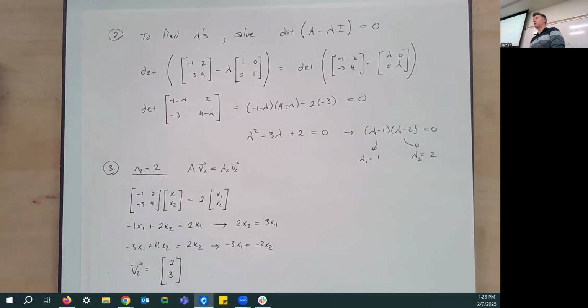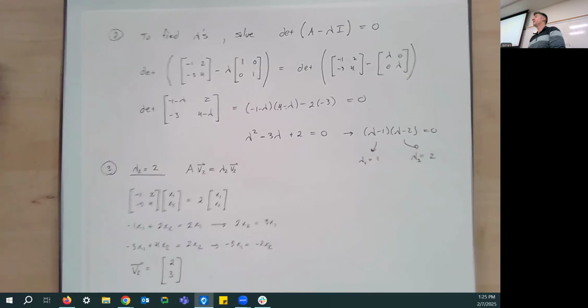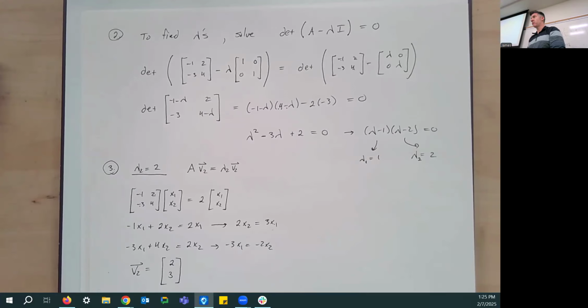Are there other options? Yes, there are. Literally any multiple of this eigenvector except for 0, 0 is also an eigenvector. I don't feel like I have anything more to say about that one, really. You can do other things though, right?